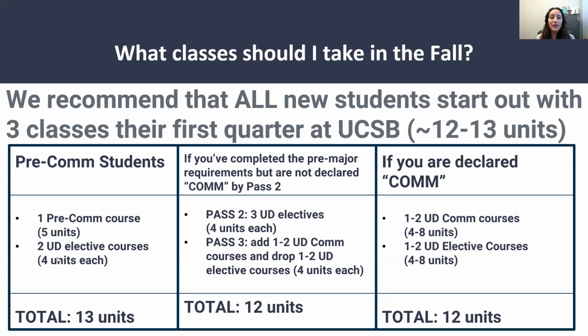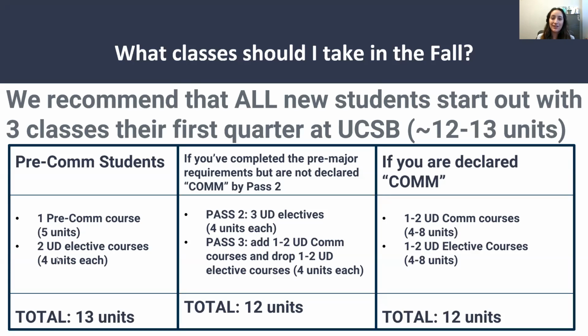And the reason why you need to enroll in something is because you cannot waitlist for any classes unless you're enrolled in 12 units. So you won't be able to enroll in any upper division comm classes until your major under your registration tab says comm. If it says pre-comm, the system will not allow you to enroll in upper division comm classes. So you'll just have to be patient and wait for that to change.